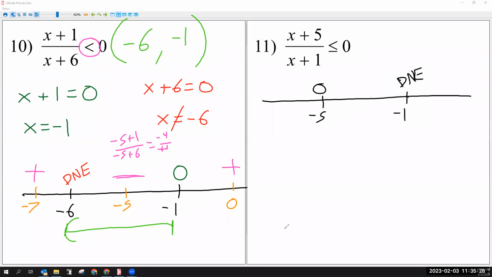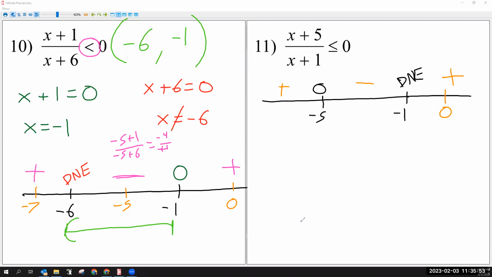So use a test value. I'm going to plug 0 in over here. If I plug 0 in, I get 5/1, +5/+1, so positive. And then if I alternate signs, I get that. Is that correct? Do I want it to be negative or positive?